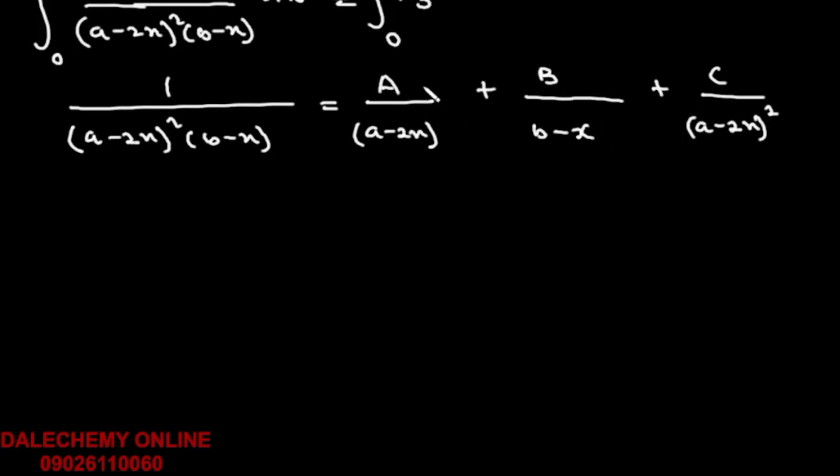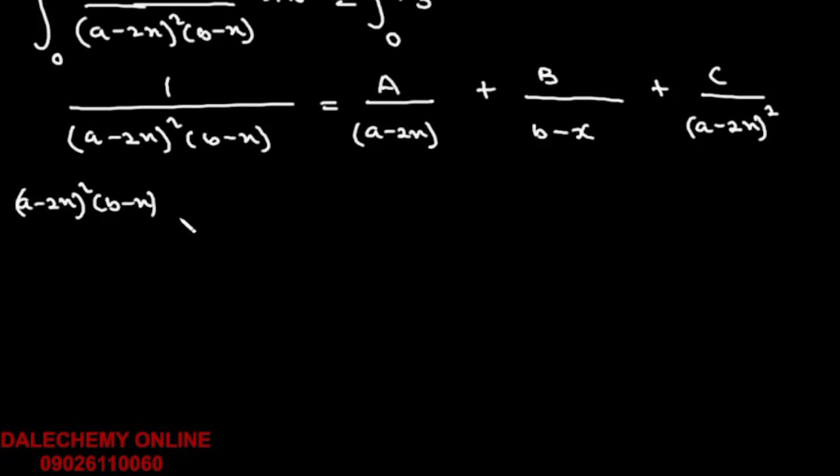Now what you want to find from this partial fraction is actually the value of your A, B and C, such that when you input them into these fractions and you add them together, you're going to get the initial fraction. So one of the ways of solving partial fractions is to multiply the two sides by this denominator. When you multiply by this denominator over here, it's going to cancel, and you have something like a minus 2x squared times b minus x.